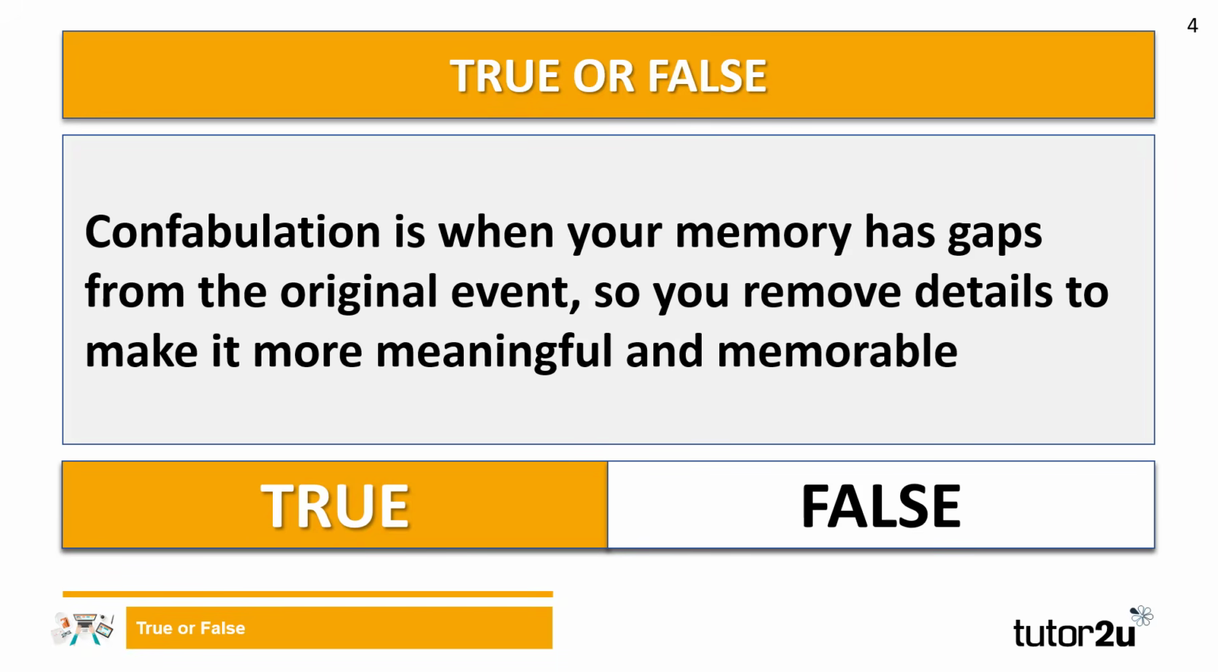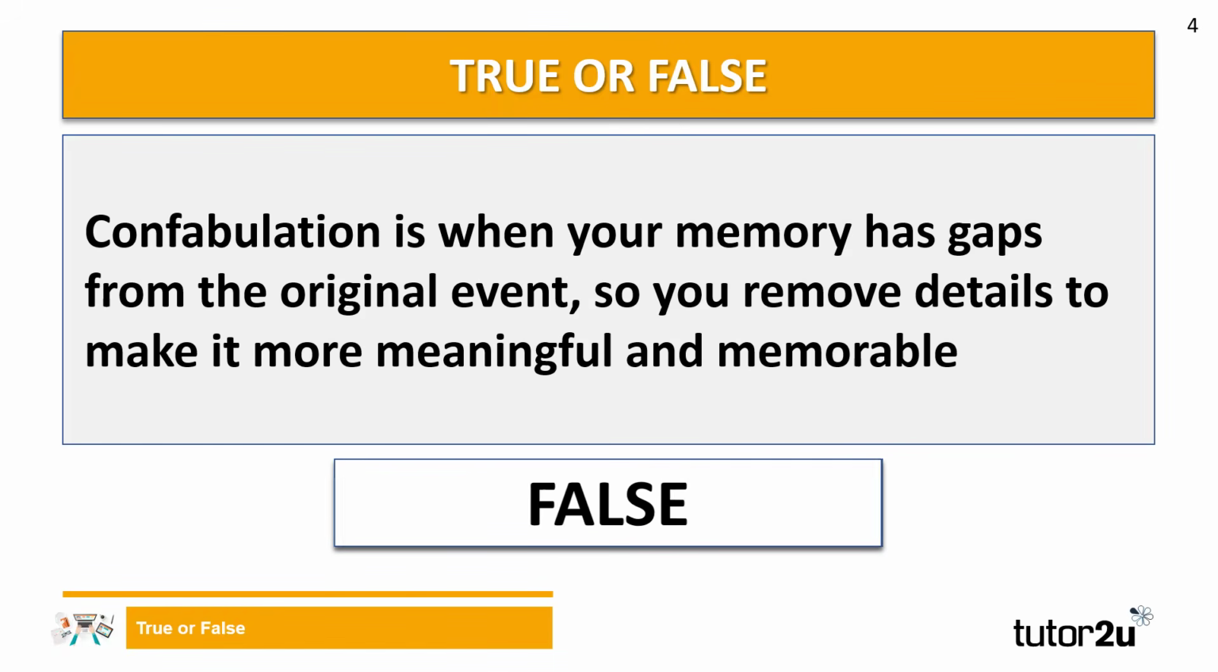Confabulation is when your memory has gaps from the original event, so you remove details to make it more meaningful and memorable. Read that carefully. This is a tricky one. And here's the answer. And it's false.